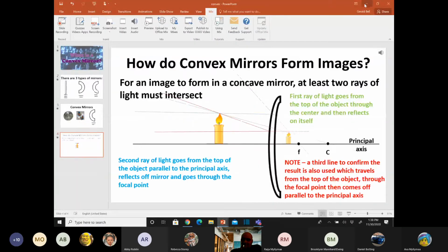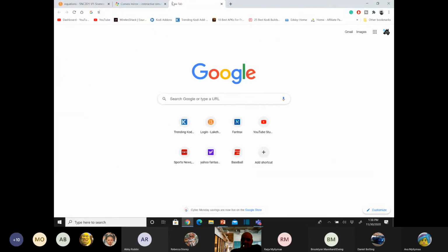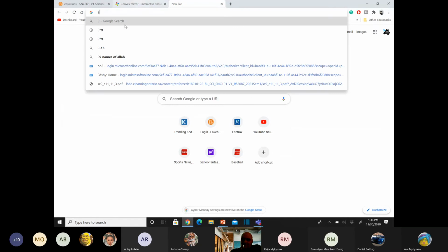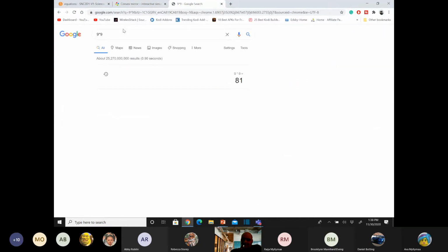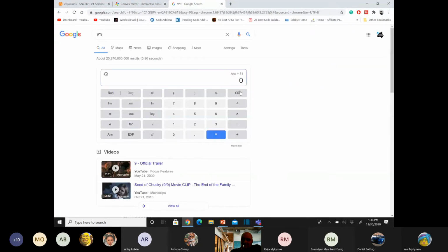By the way, if you don't have a calculator handy, check this out. You open up a new browser and you can type the word calculator in, or you can just type 9 times 9 and hey, it does math for you and a calculator comes up. Look at that. So go to Google, type in 9 times 9 or calculator, and you get the old calculator.